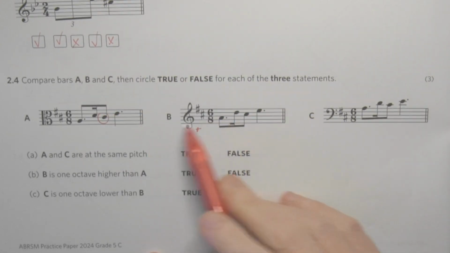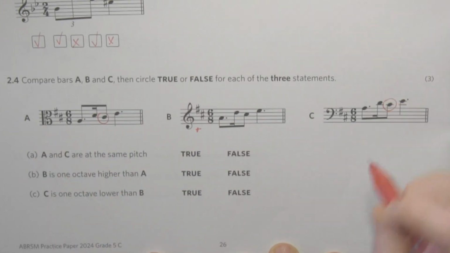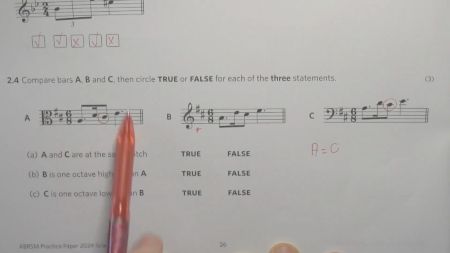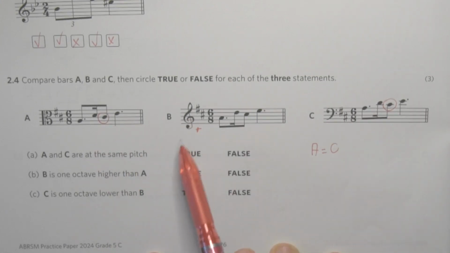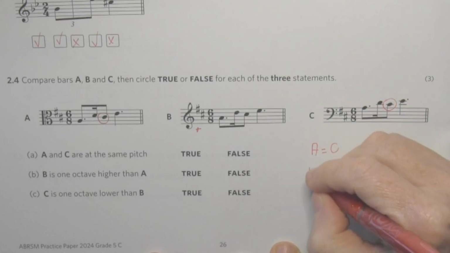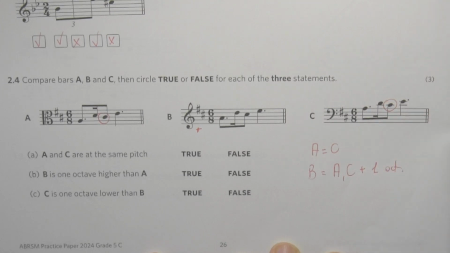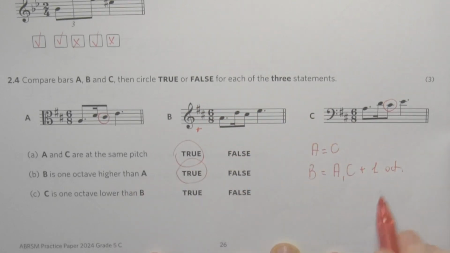We can see that this is an octave above this bar. And middle C in bass clef is here. So we gather that A equals C, because this bar and this bar are the same. Middle C is here. And B, this bar, is an octave above, A and C plus 1 octave. Brilliant. So A and C are the same pitch. Yes. B is 1 octave higher than A. Yes, we just said that.